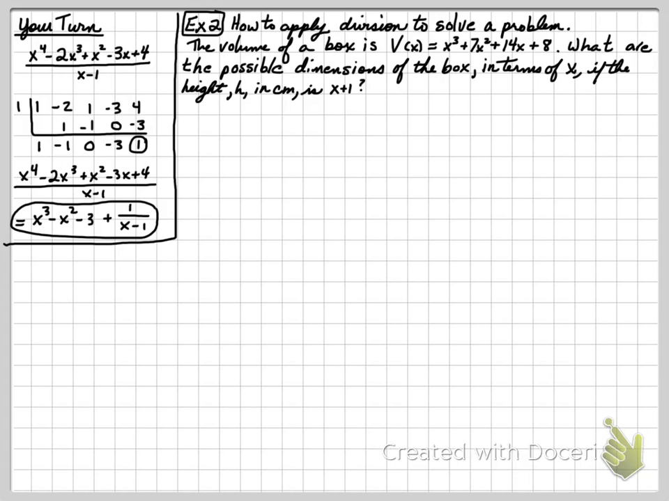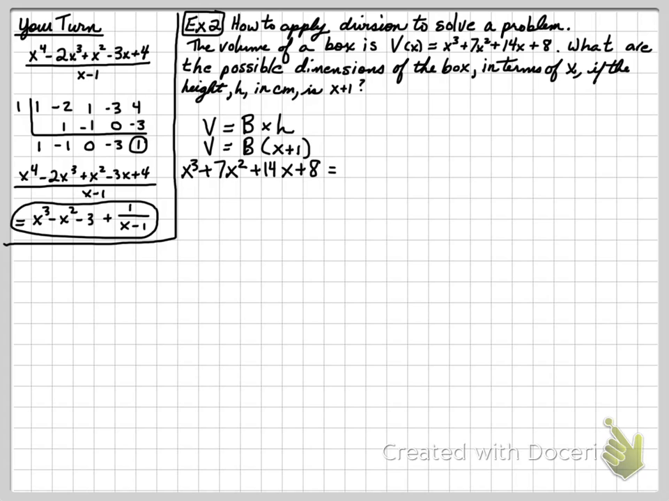In example 2, how to apply division to solve a problem. The volume of a box is V of x equals x cubed plus 7x squared plus 14x plus 8. What are the possible dimensions of the box in terms of x if the height h in centimeters is x plus 1? Well, again, we use division. But first of all, we have to say that the volume is the area of the base times the height. We know the height and we know the volume.